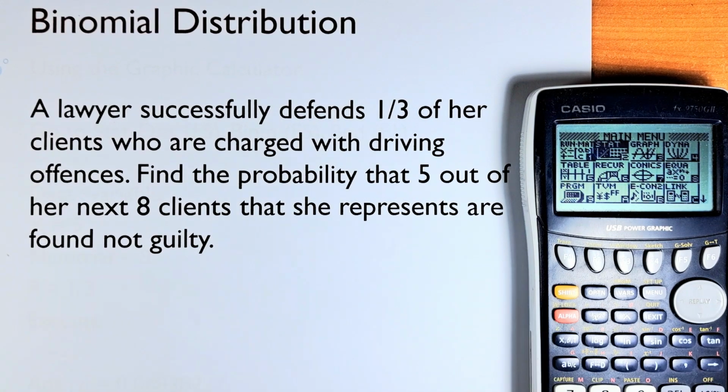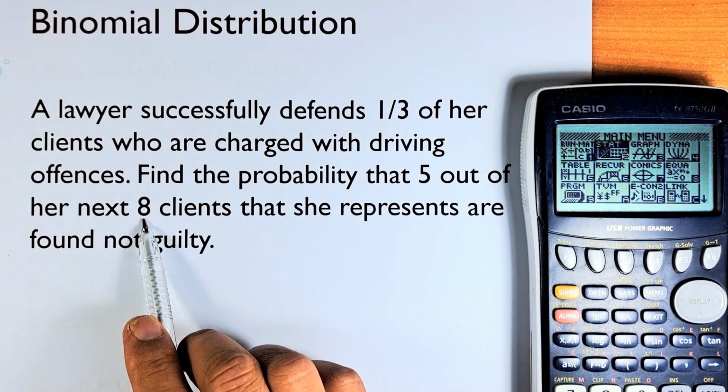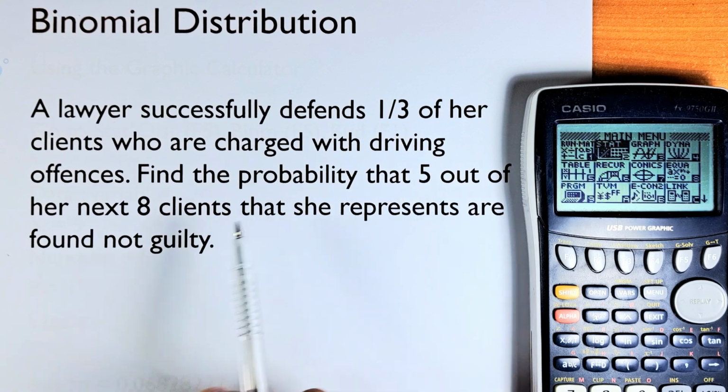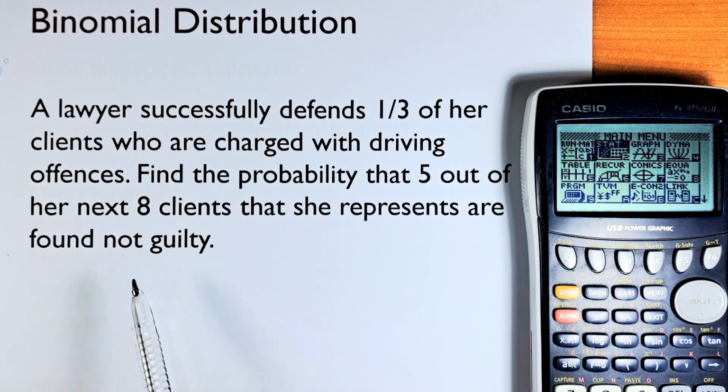The question is: a lawyer successfully defends 1/3 of her clients who are charged with driving offences. Find the probability that 5 out of the next 8 clients that she represents are found not guilty. So you can see there's a fixed number of trials. There are 8 clients, so what is the probability of 5 out of 8? And secondly, guilty or not guilty, so there are 2 outcomes, yes or no, success or failure, and so forth.